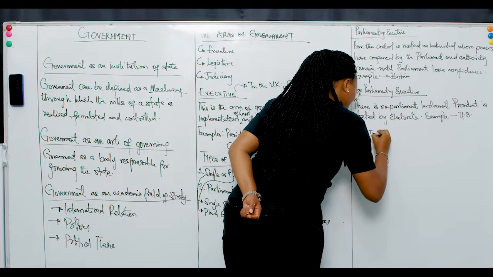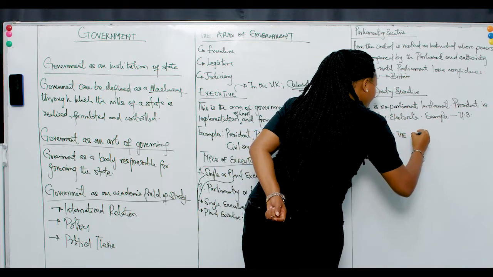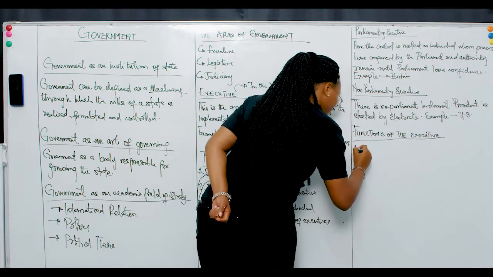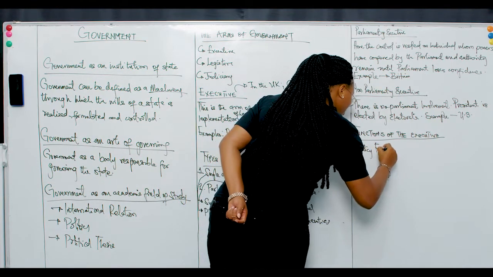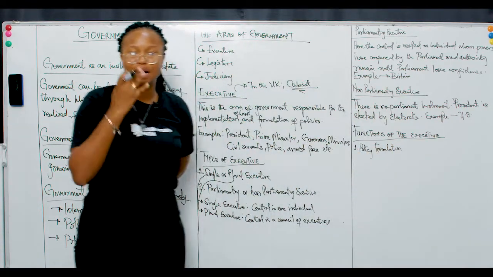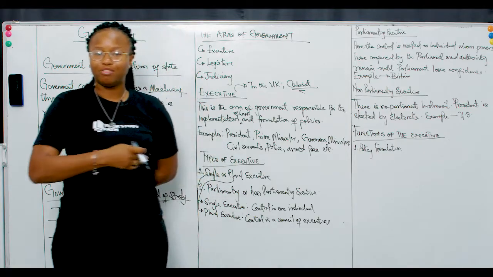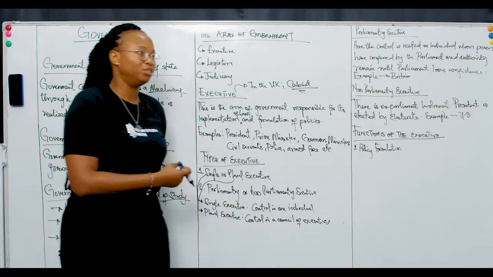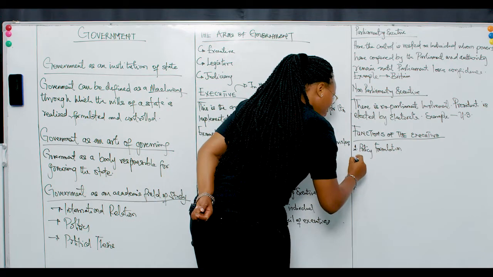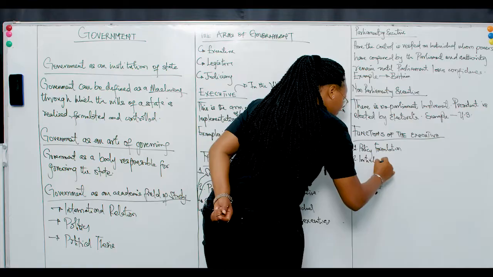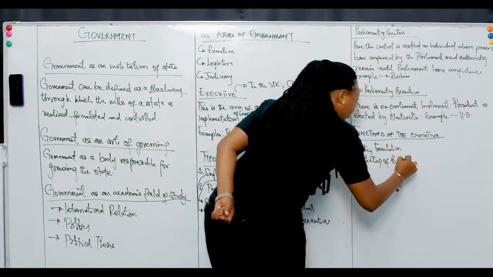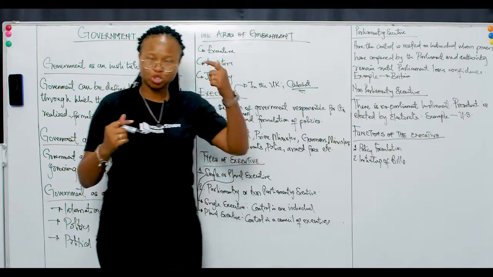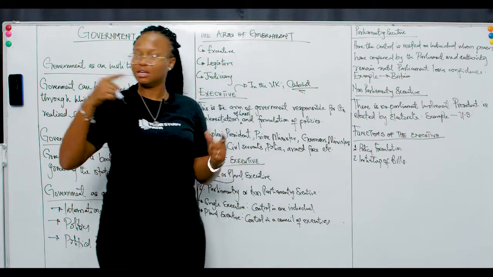Now let's highlight some of the key functions of the executive. So we have functions of the executive. First and foremost, policy formulation. As we mentioned earlier, policies are what guide and direct affairs of a state, and these policies are formulated by the executive, right? So they could also be in charge of initiating bills. I wanted to put this right here immediately because it's very similar. When we get to legislature, we can now understand better what bills are, but just know that one of the executive's functions is to initiate bills.